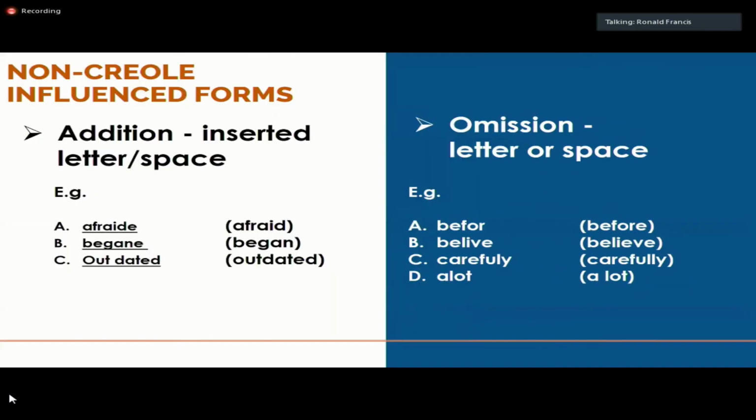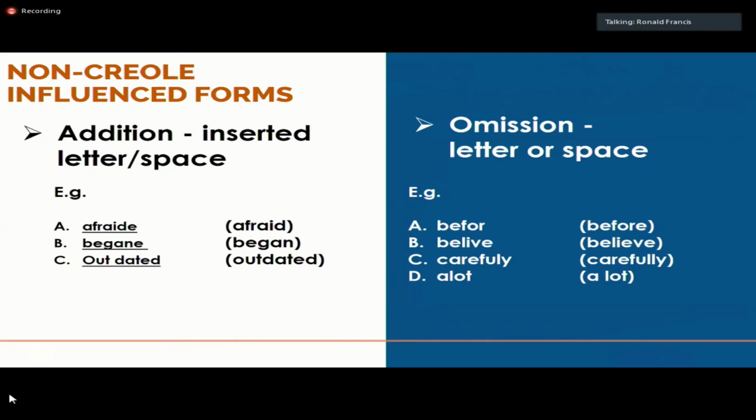So in terms of looking at the results, what I tried to do was divide the spelling errors that I was seeing into non-Creole influenced forms, and I looked at 4 types of errors. I didn't have time to elaborate on my full methodology, but I basically looked at addition of items, omission of items, misselection, and malformation. And what I found was that you often had addition. So for example, inserted spaces or extra letters. So afraid with an E, or began with an E, or a space inserted in outdated, for example.